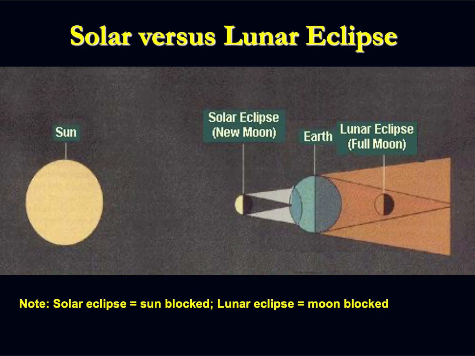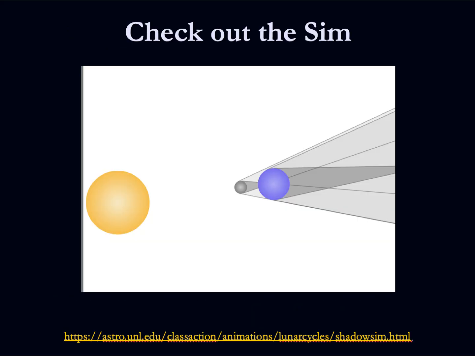Here is a diagram illustrating the difference between the two types. Make sure you know the orientation of the three objects during each eclipse and how the light is being blocked. From Earth's point of view, a solar eclipse looks dark because what we're seeing is the new moon. A lunar eclipse looks reddish from the light being bent through Earth's atmosphere onto the full moon. Click on the link in the PowerPoint for another cool simulation showing eclipses.